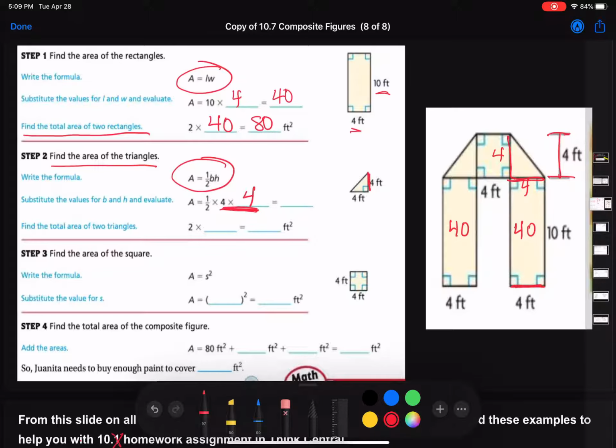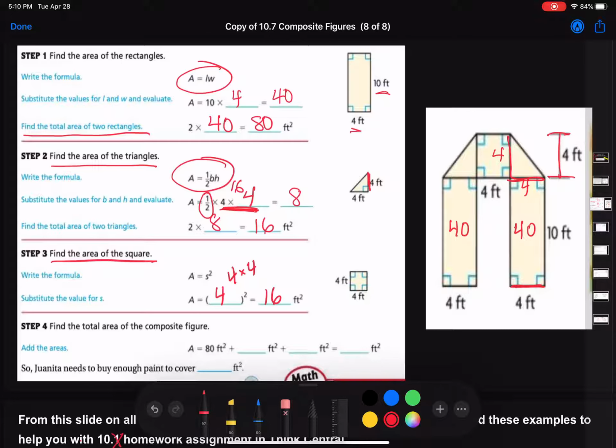Base times height. So now it's up to you how you want to do this. Let's say we multiply 4 times 4 and we get 16. Then that means you need to half it. What's half of 16? 8. So you get 2 times 8 and you get 16. So that's your triangle. Now we're going to do the square. Our square is side times side, or side squared. Every side is 4, so you're going to go 4 squared. That means 4 times 4, so it's 16.